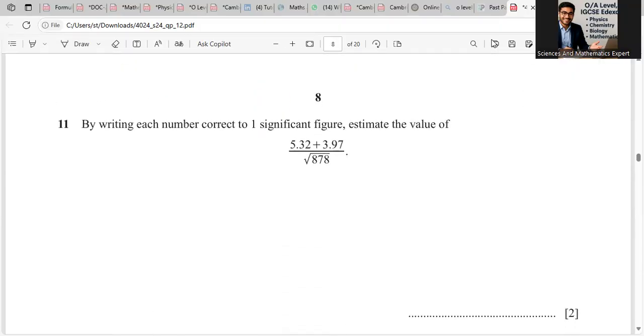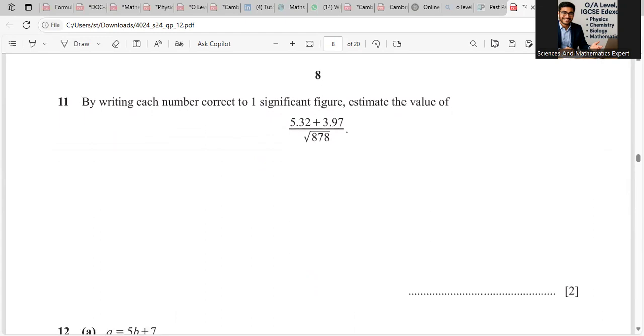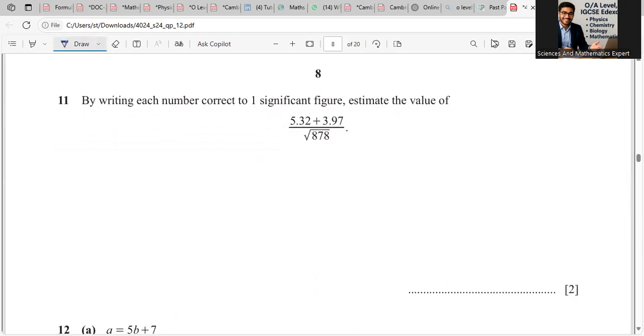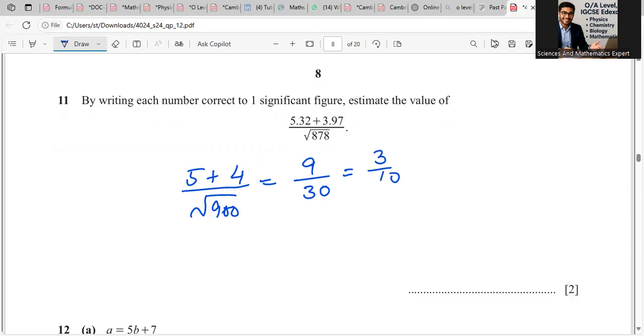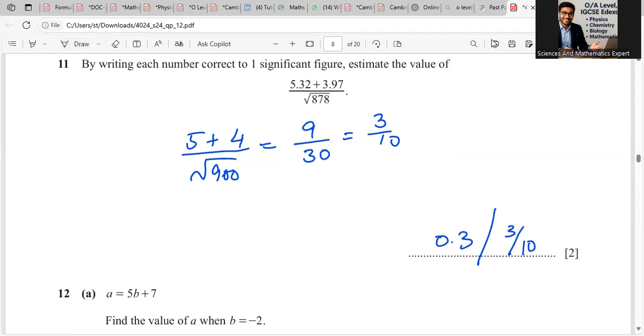Now he is saying by writing the correct numbers, correct to one significant figure, estimate the value. Okay, one significant figure, it is 5 plus 4 because it is rounded off, and the one below is 900. So I can take it like 5 plus 4, 9 over 30. Then I can say 3 over 10, that is equal to 0.3. We can write it in both formats over there.